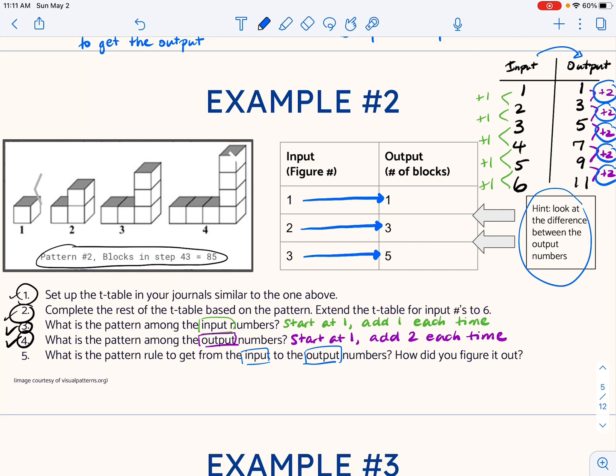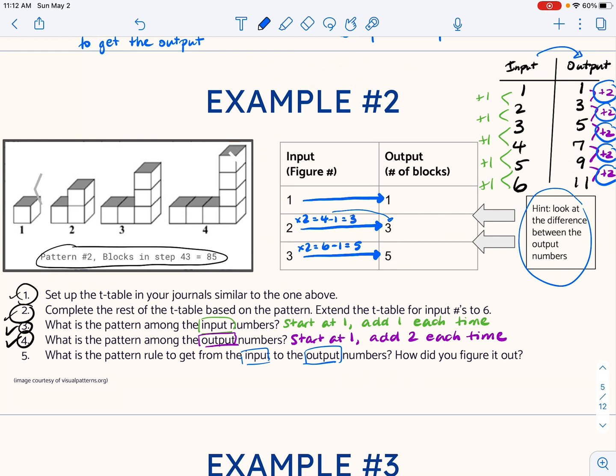Okay, so I'm going to start with the 3 and 5 example because it will be more obvious. If we multiplied 3 times 2, we get 6, right? How do we get from 6 to 5? If you subtract 1, you get 5, right? Okay, let's try it with the input of 2. If you multiplied the input number by 2, you get 2 times 2, which is 4. How do you get from 4 to 3? Well, you subtract 1 to get 3.